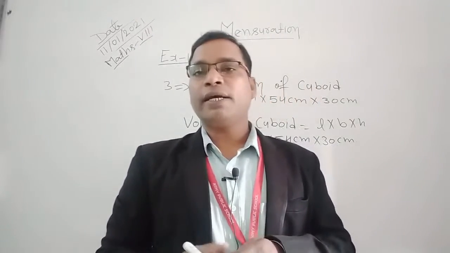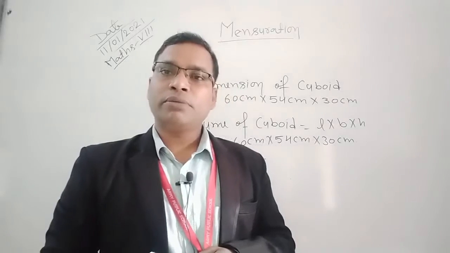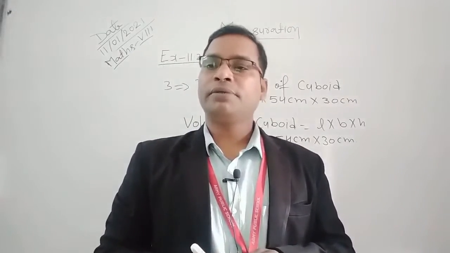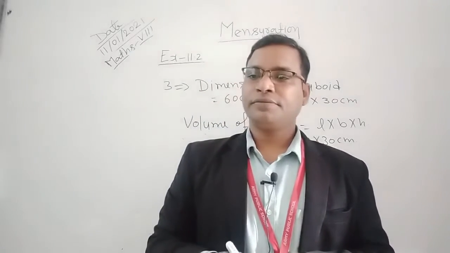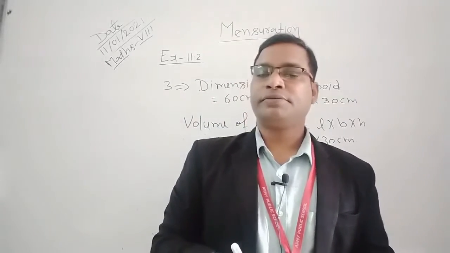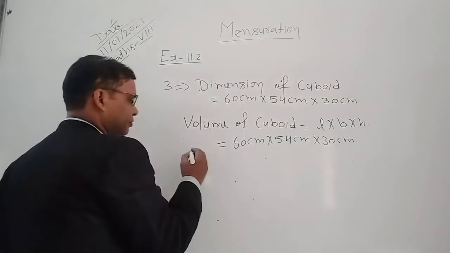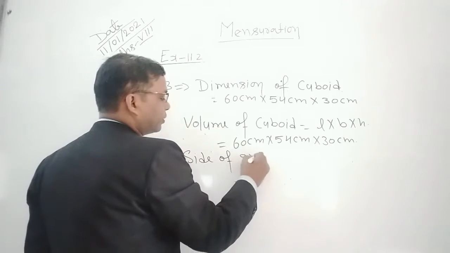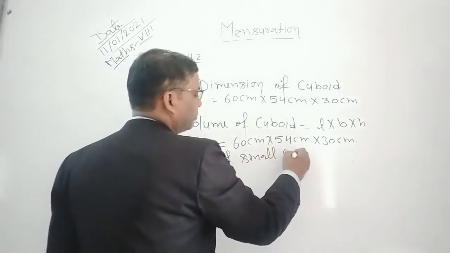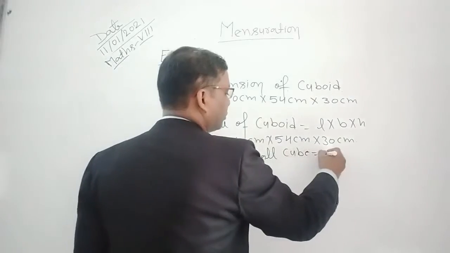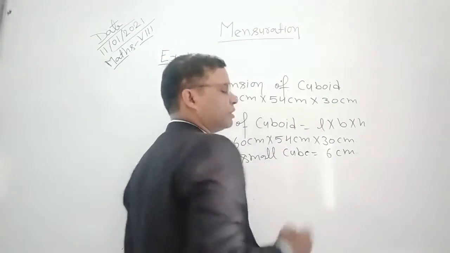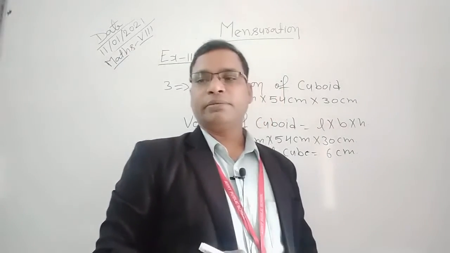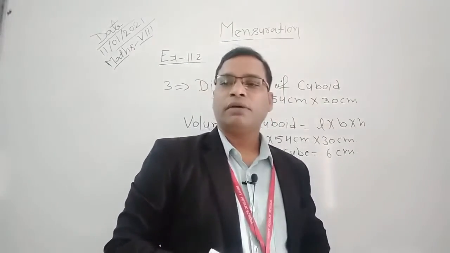Okay, we need to divide the volume of the cuboid by the volume of the cube, then you get the number of cubes. So first, given the side of the small cube, we write: side of small cube is equal to 6 centimeter. This is given. So you find the volume of the small cube.